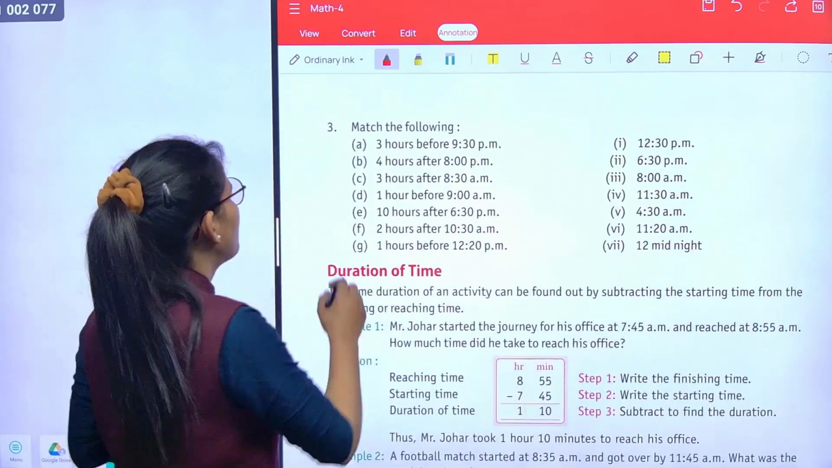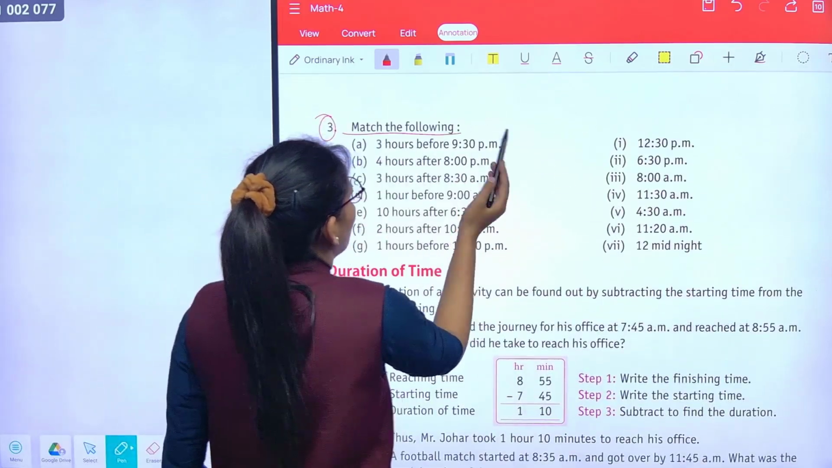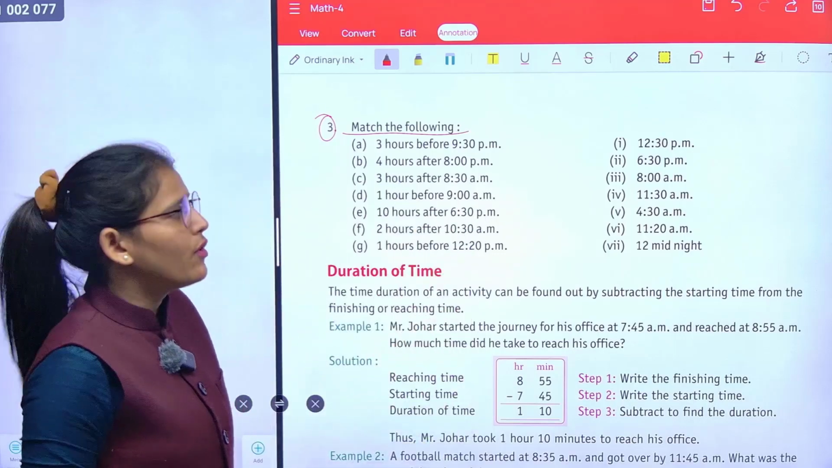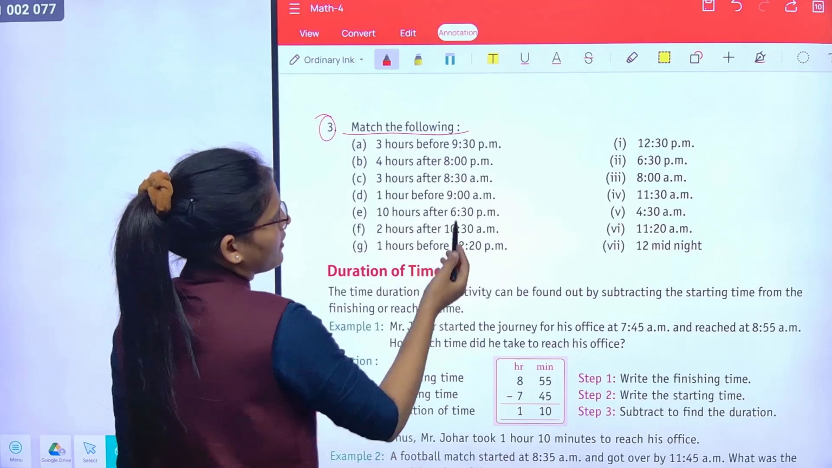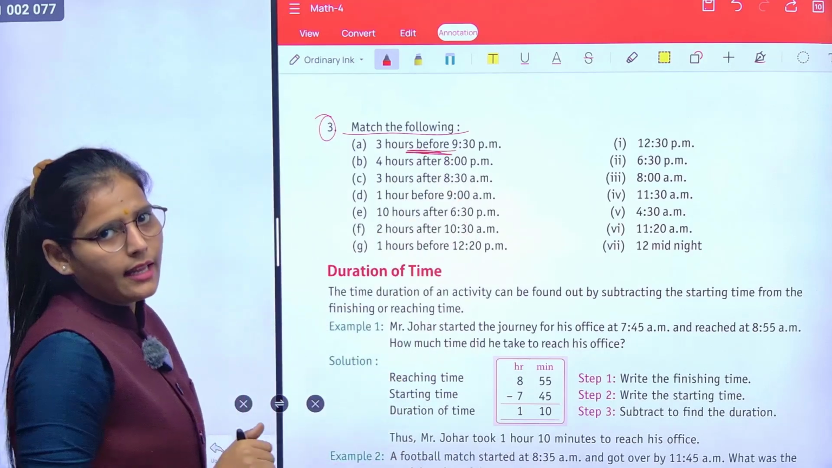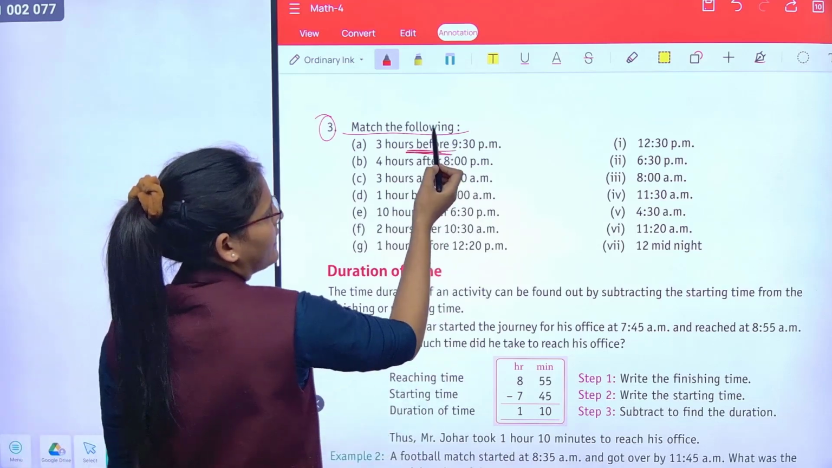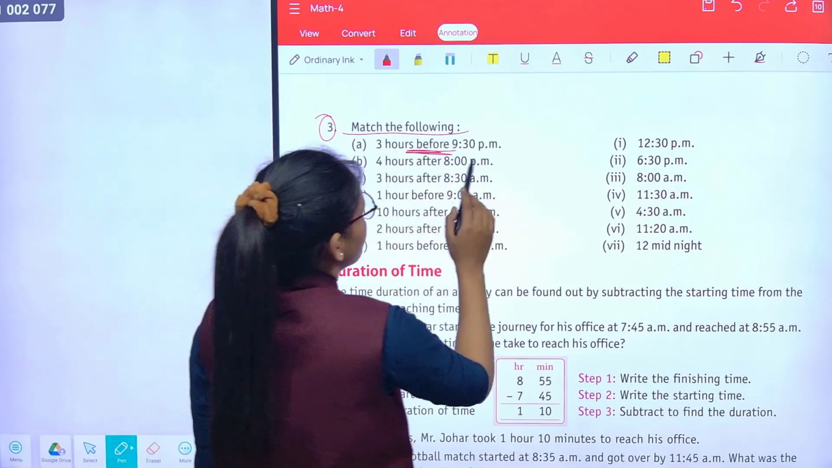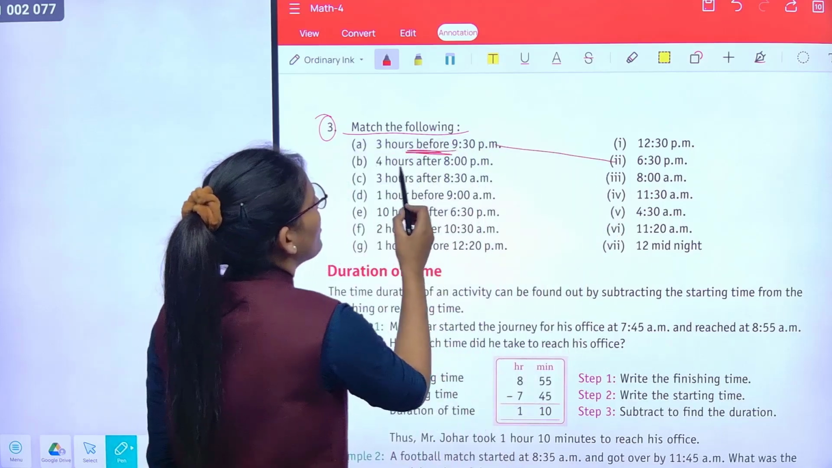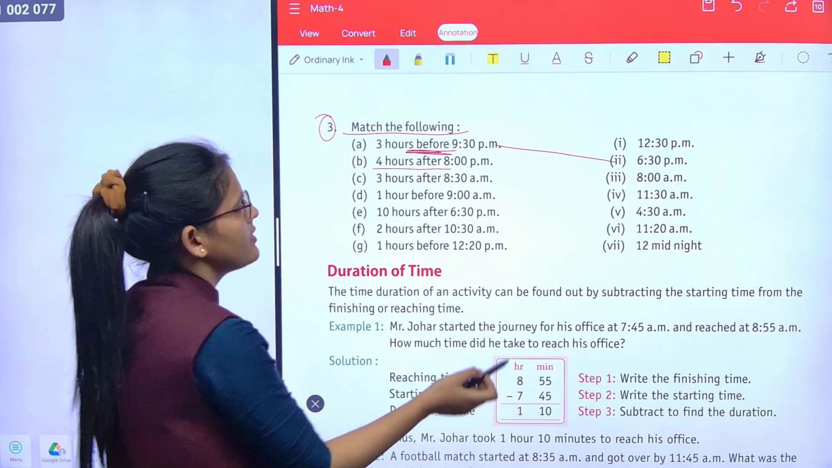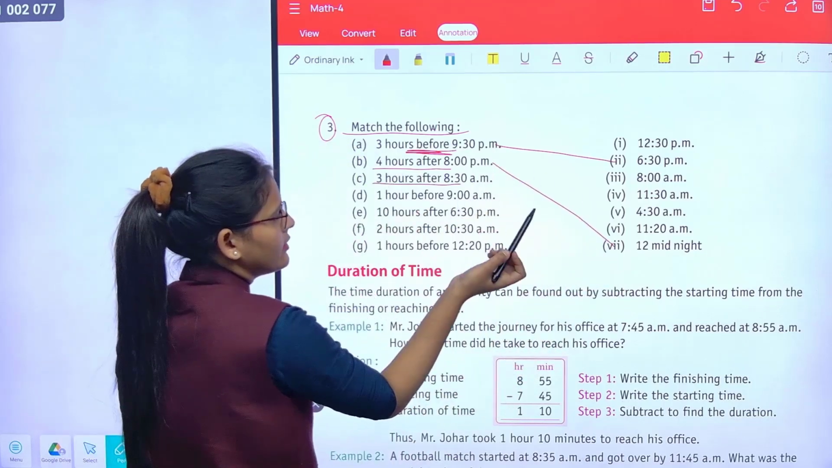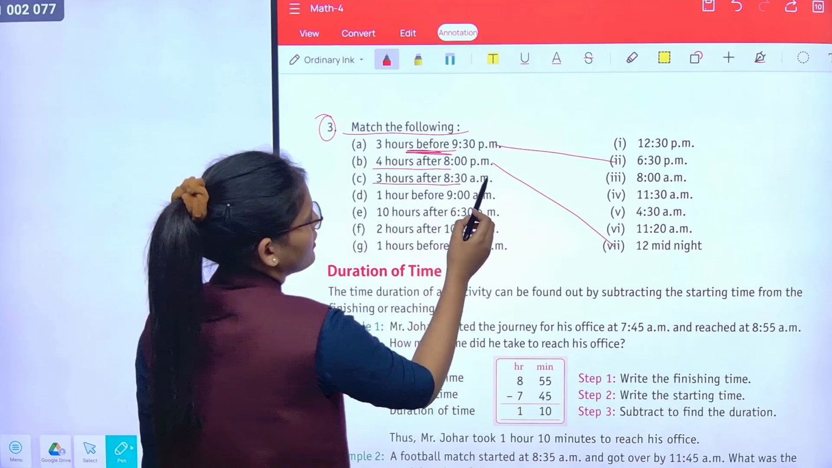Now class, come on, question number 3. Match the following. 3 hours before 9:30, class, see. Before means pehle. 3 hours before 9:30 is 6:30. Okay. Now 4 hours after 8 PM, that is 12 midnight. Now 3 hours after 8:30 is 11:30.